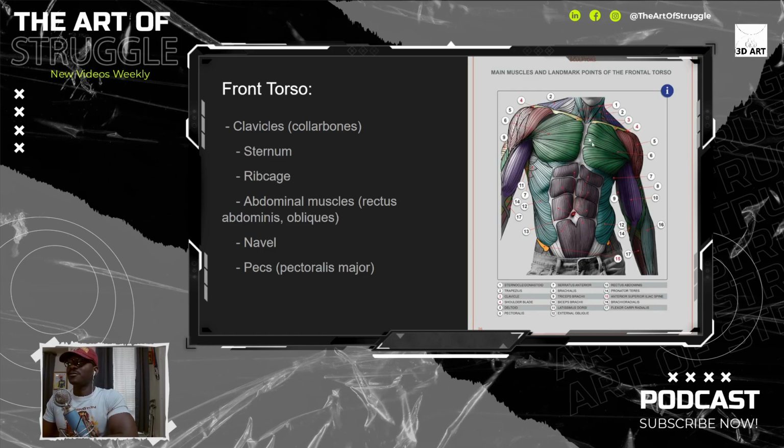So when we're talking about the front of the physique, the main muscles and landmarks you guys should let yourself know are these. I would start with these blue purplish muscles, and then go from there. We're going to start at the top, which is the sternocleidomastoid.